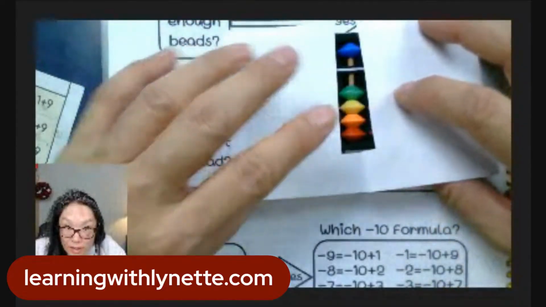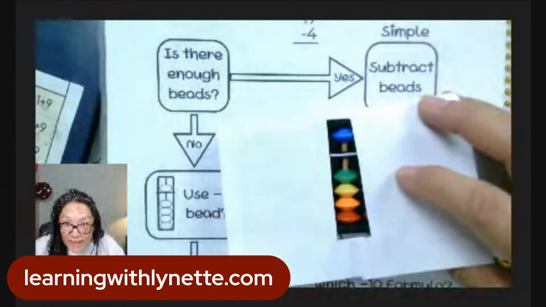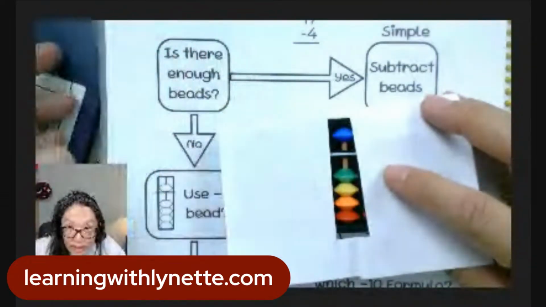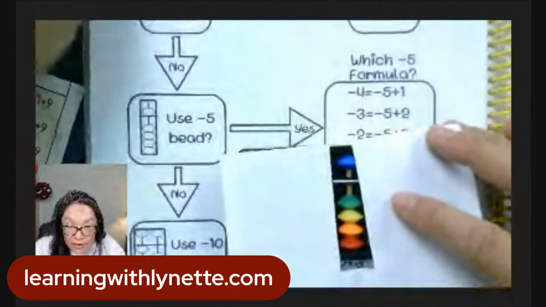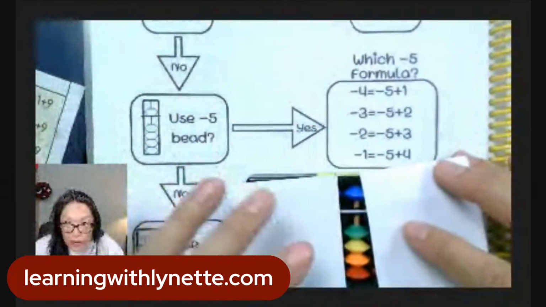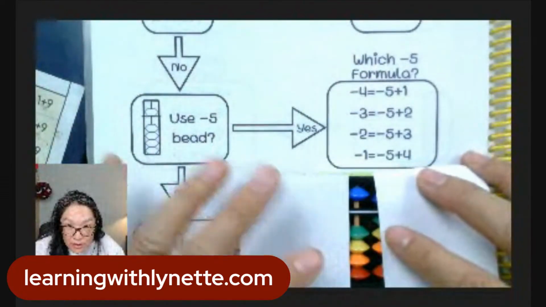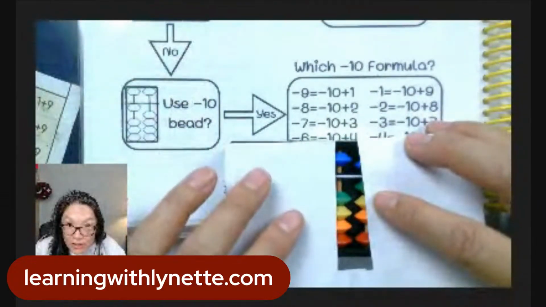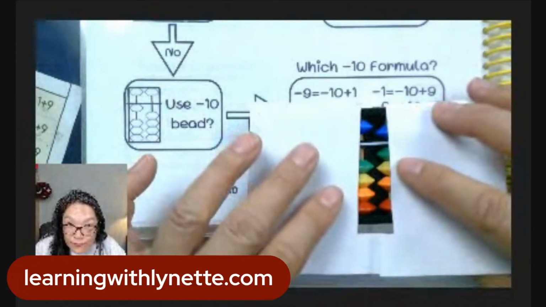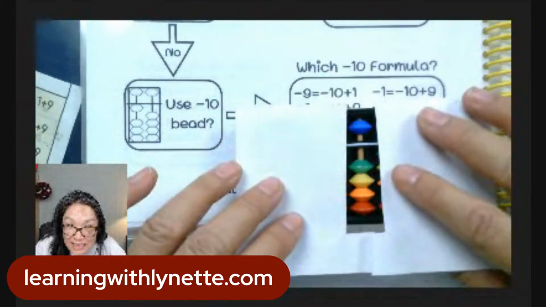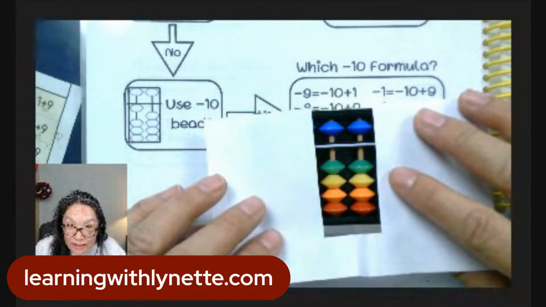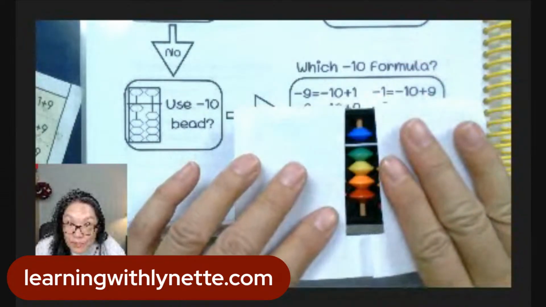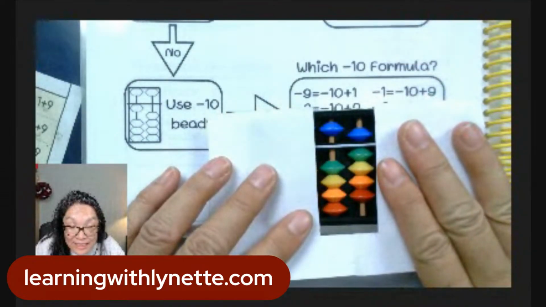Minus 1. Can we minus the 1? No, we cannot. Can we minus the 5? No, we cannot. So then we have to, yes, thank you, Marvin. Minus the 1 is plus the 9 minus the 10. Plus the 9 minus the 10. Minus the 10.